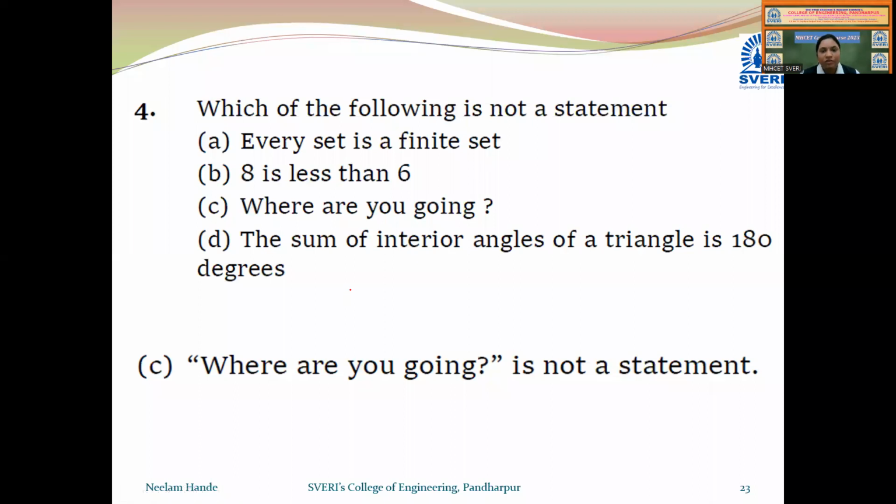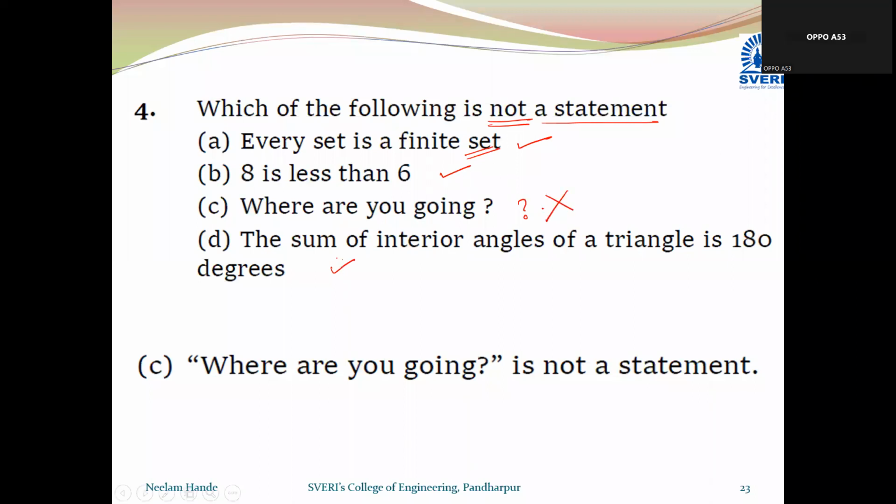Okay, next question. Which of the following is not a statement? A question is not a statement because a question mark is given. Every set is a finite set: statement. 8 is less than 6: we don't know true or false, but it is a statement. Sum of interior angles of a triangle is 180: statement. Where are you going? It is a question, an interrogative sentence. As it is interrogative, we cannot say it is a statement. So your correct answer should be C.